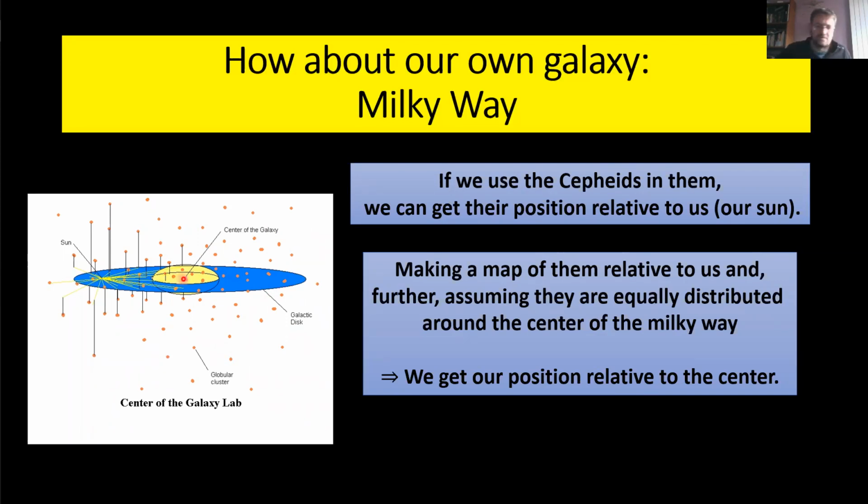Turns out we are 28,000 light years or 30,000 light years away from the center of the galaxy. That means already towards the outskirts. We live in galactic suburbia.